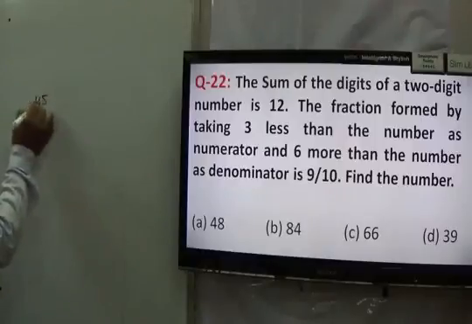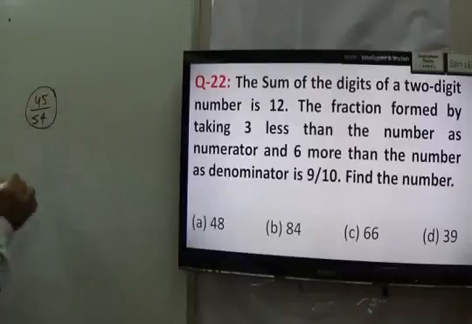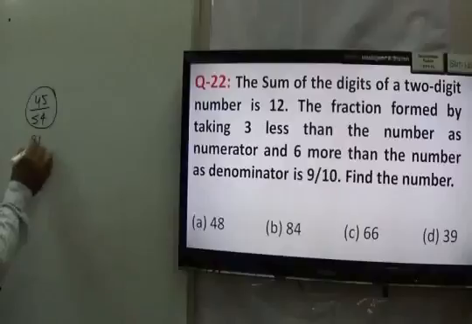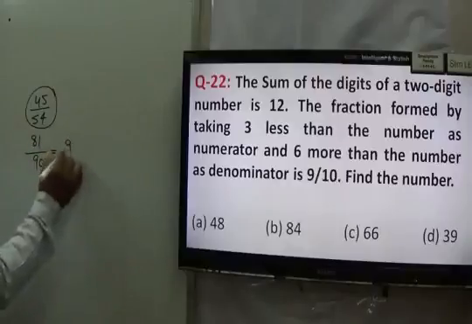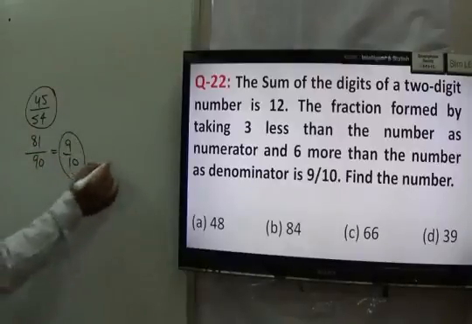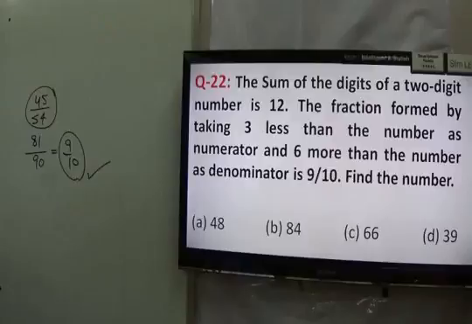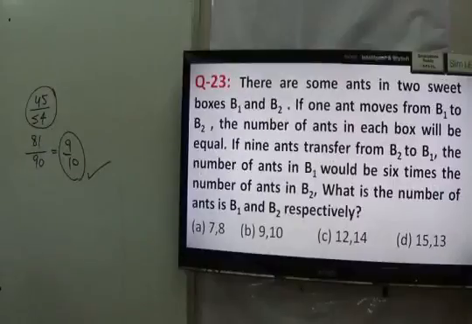48 minus 3 is 45, and 6 more here, that is 54. Check whether it is 9/10. No. In the second case, if I take 84, 84 minus 3 is 81, and here I have to take 84 plus 6, that is 90. If I take my fraction 9/10, here I can say the fraction is 9/10. The answer to my question is B. So I can say my number is equal to 84. That becomes my answer. It's better to approach these types of questions from the options.